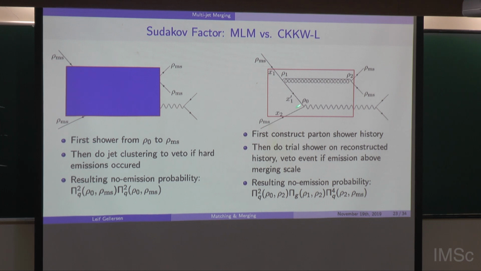If you do CKKW-L, the first thing you do is reconstruct the Parton shower history. So you ask your Parton shower, how would you have generated this event? You get this internal structure, and then you do a trial shower for each internal configuration here until the first emission. Then you do a trial shower here to find out if there would have been an emission, and in that way estimate your Sudakov suppression. And the resulting Sudakov suppression would first correspond to the no-emission probability of these 2 quark legs, then also this gluon, and then finally of the external quark legs going down to this merging scale cut. So this is different, as this is an approximation.